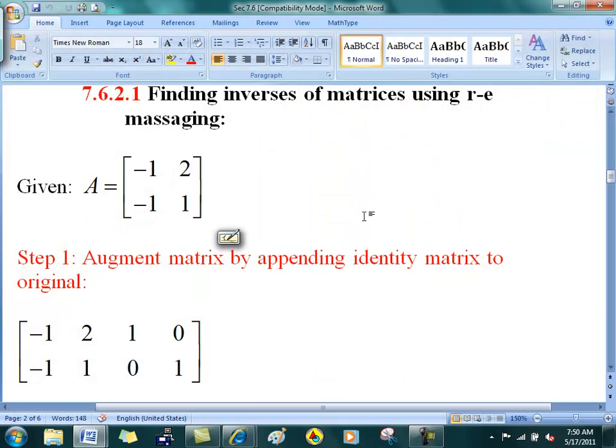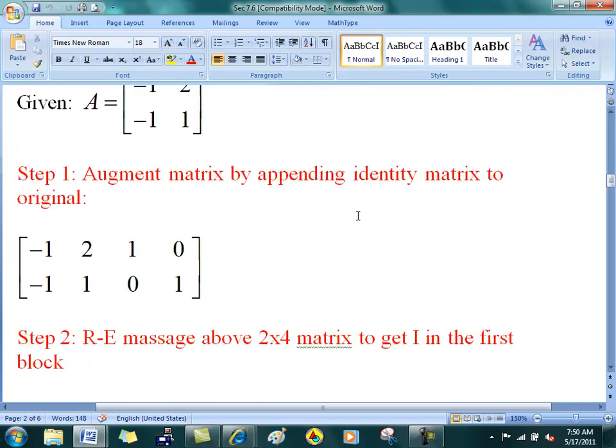Wait, so then the identity matrix that you augment into it would be 1, 0, 0, and 0. It would be the same size as the original one, with ones on the main diagonal and zeros everywhere else. It's going to be a 3 by 3 too, yeah.